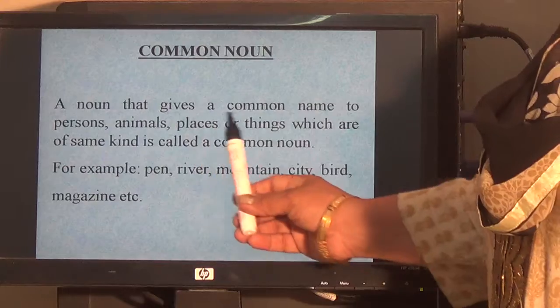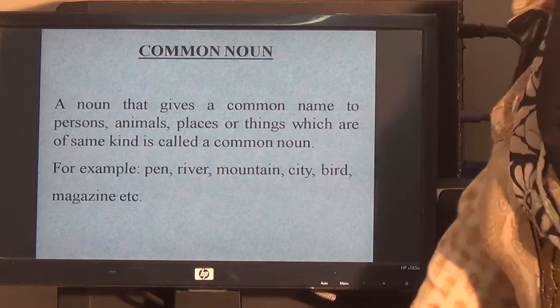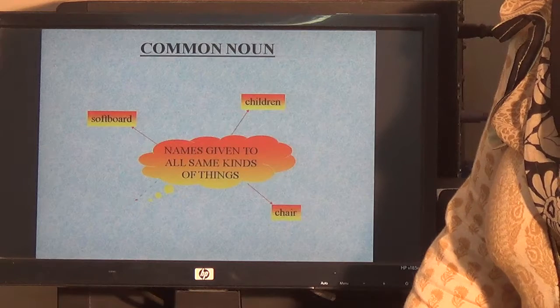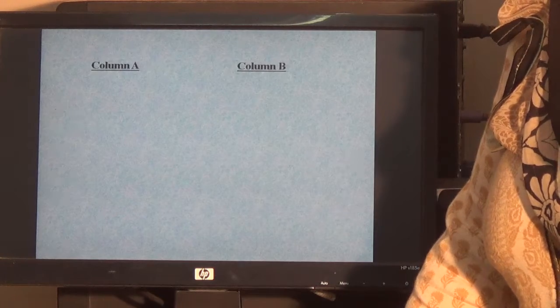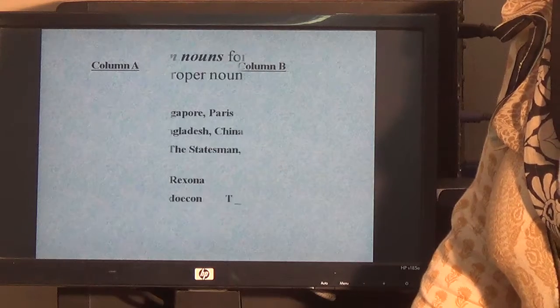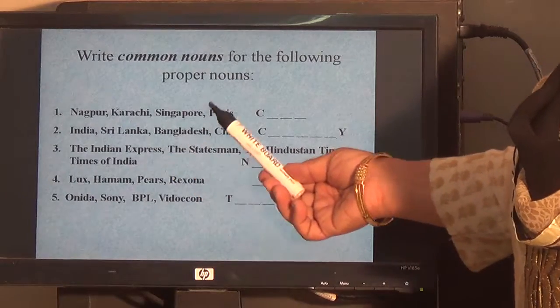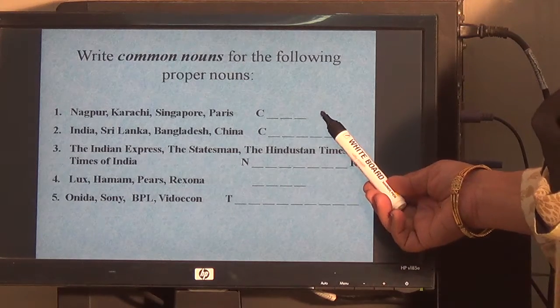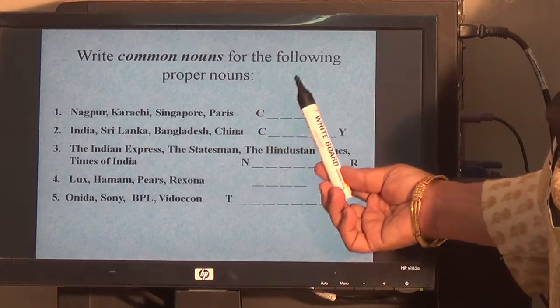The common noun gives a common name to all persons, places, animals or things of the same kind. Let us do this exercise together. Nagpur, Karachi, Singapore and Paris are proper names for the common noun cities. India, Sri Lanka, Bangladesh and China are names of countries.